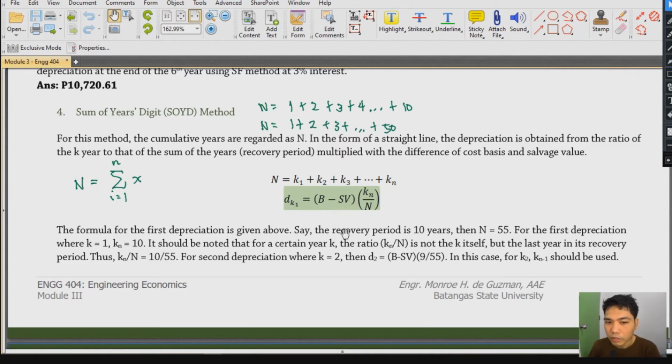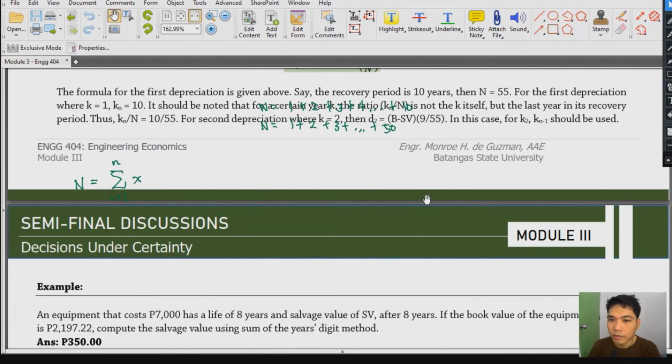So it should be noted that for a certain year k, the ratio is k sub n over n, and it's not the k itself. So parang yun nga, sinabi rin dito, and thus k sub n over n is equal to 10 over 55. For example, we use the second year, so that's k is equal to 2. Then your d2 would be b minus sv times 9 over 55. So it's like something like this, no?